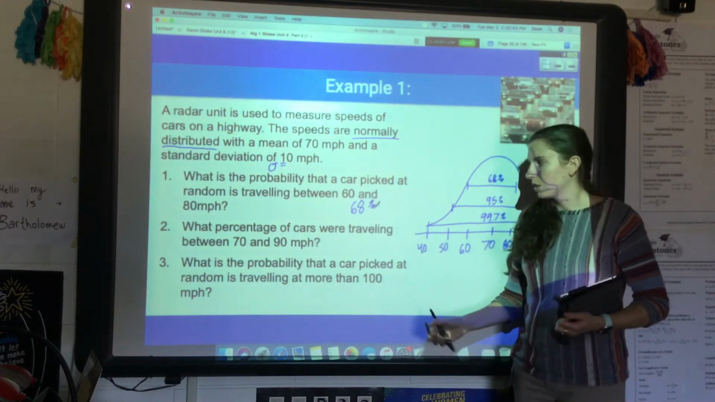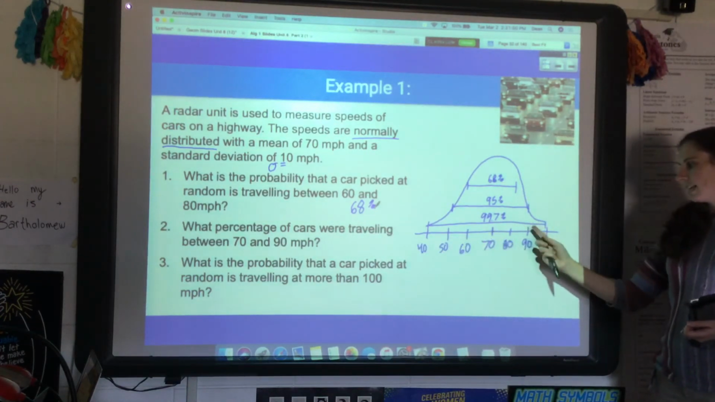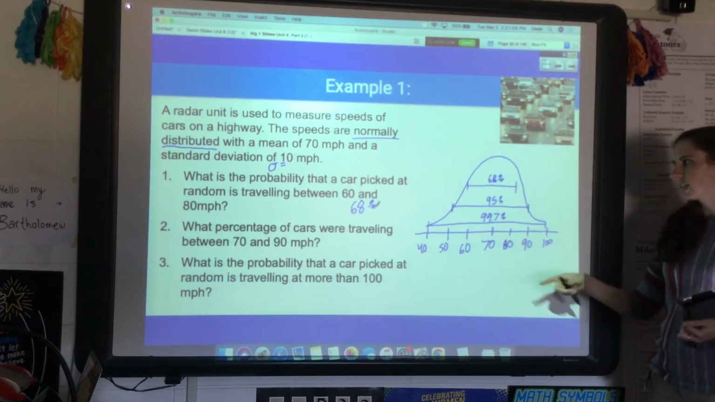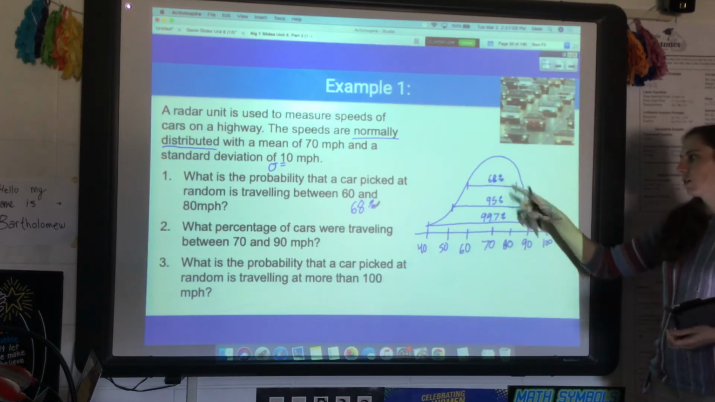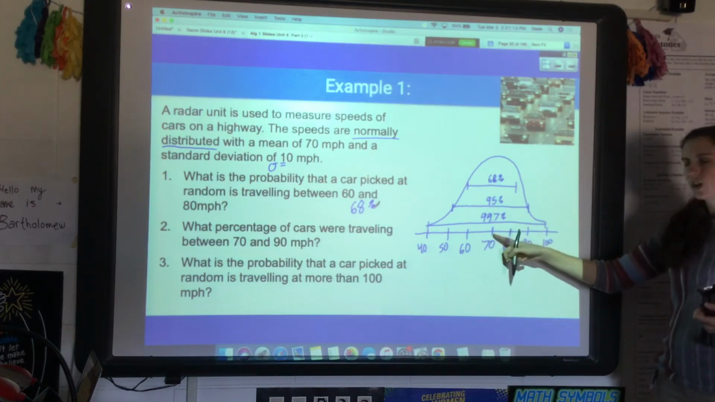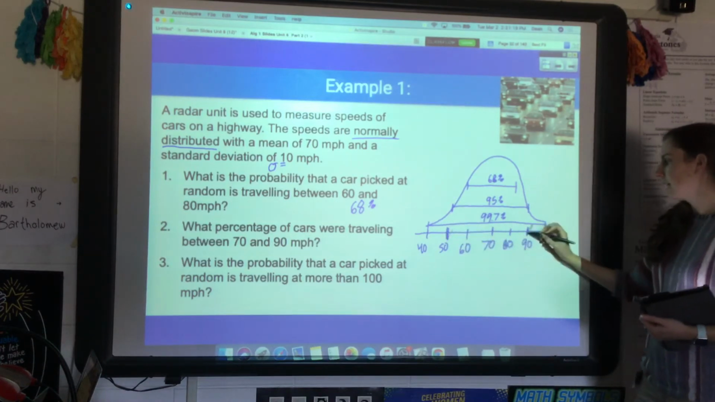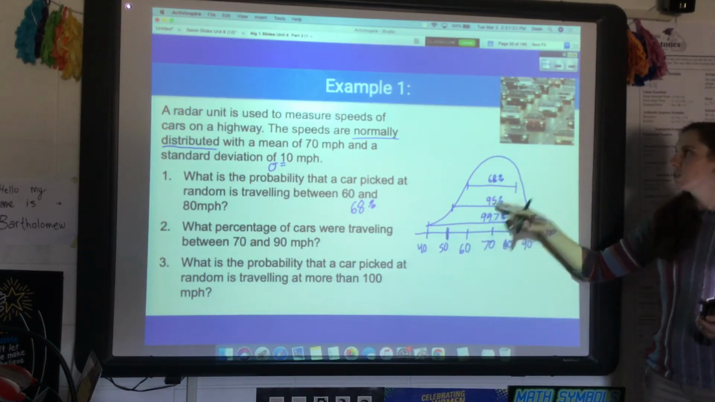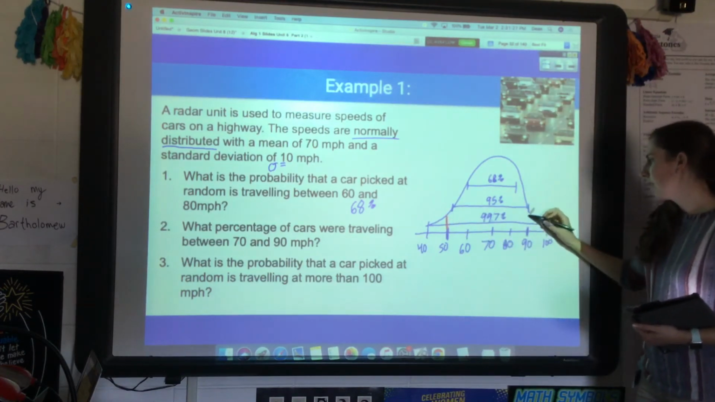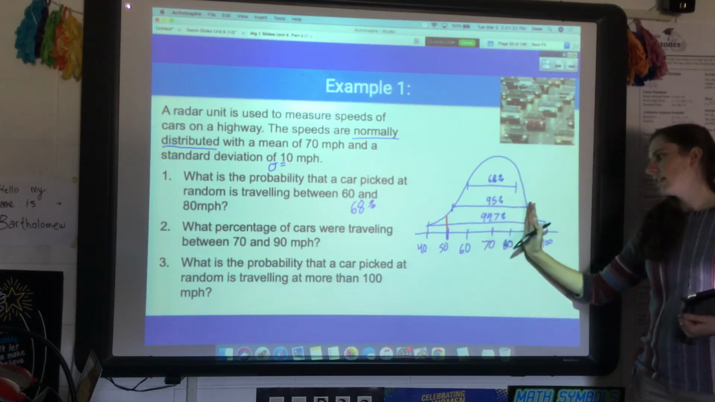What's the percentage of cars that were traveling between 70 and 90? Okay, 70 and 90 is actually right here. And just because they're one away from each other doesn't mean we automatically use the 68% rule. Like, these rules don't move. They have to stay where they are. The only thing I know that has to do with the 90 is that I know from 50 to 90 is 95%. Like, I know from here to here is 95% of the data, but I want just 70 to 90.